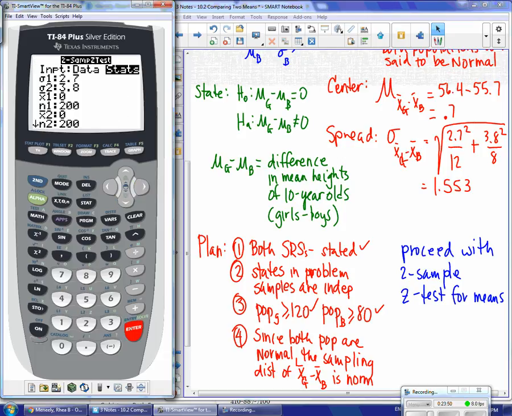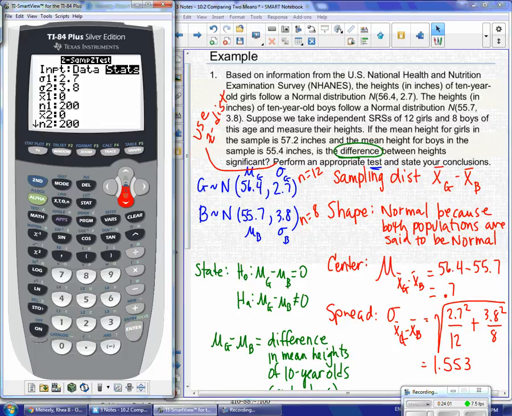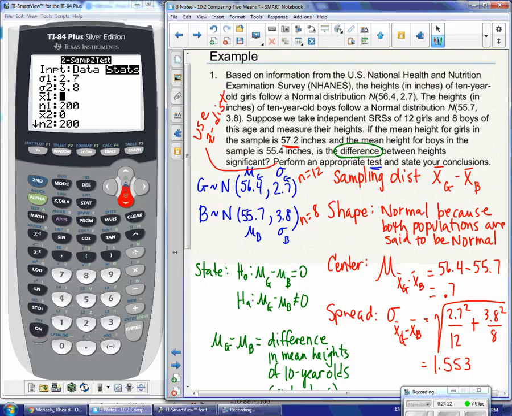Notice that it doesn't say that it's a z-test for means. It's just the one that doesn't have the word prop. I'm not given the actual data, so I'm going to choose the statistics option. Sigma 1, I'm going to use girls, so that's 2.7. Sigma 2 is boys, so I'm going to use 3.8. X bar sub 1 refers back to the girls, so that would be the sample value that I got for the girls, which I think was 57.2. So X bar sub G was 57.2, X bar sub B was 55.4.